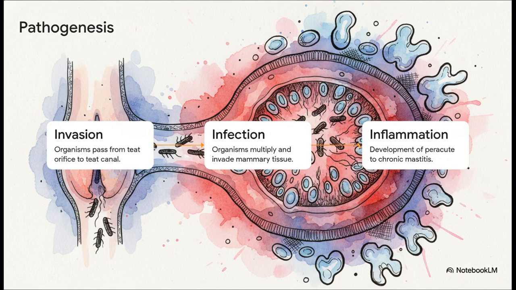The pathogenesis, or how the disease actually develops, follows a very logical three-step progression. Step 1 is invasion, where organisms successfully pass from the outside environment through the teat orifice and into the teat canal. Step 2 is infection. Once they're inside, they multiply rapidly, invading the deeper mammary tissue. And finally, Step 3 is inflammation. This is where the cow's immune system kicks in, leading to massive infiltrations of white blood cells and that physical swelling that really characterizes the disease.